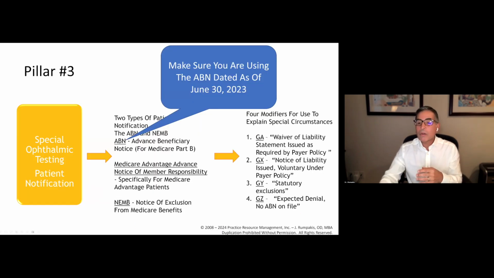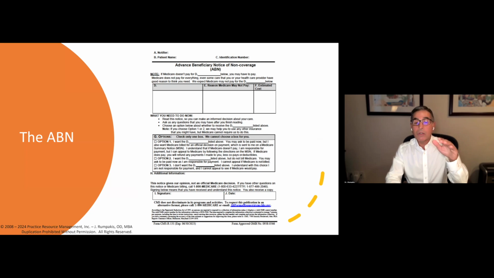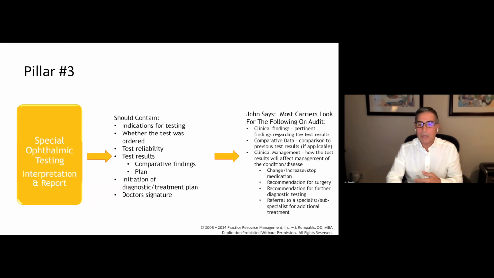Using the correct modifier, 99% of the time it's going to be modifier GA. So you would file your claim as 92083-GA. The GA tells the carrier that you've done your job, that you've got a signed ABN on file, and then they legally and properly transfer the financial responsibility to the patient should the carrier deny coverage for something.